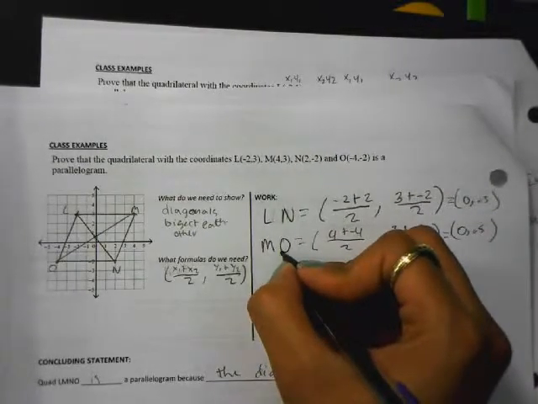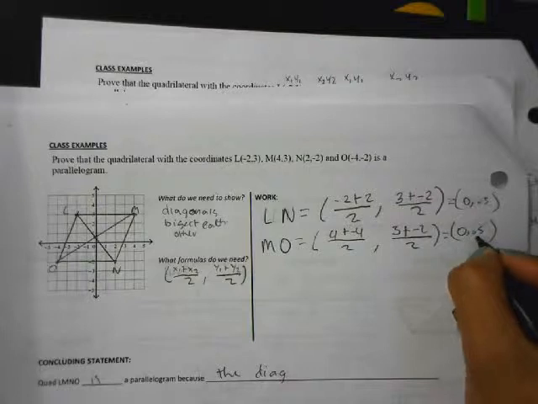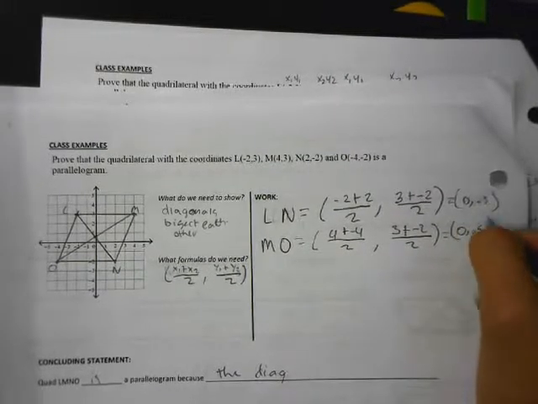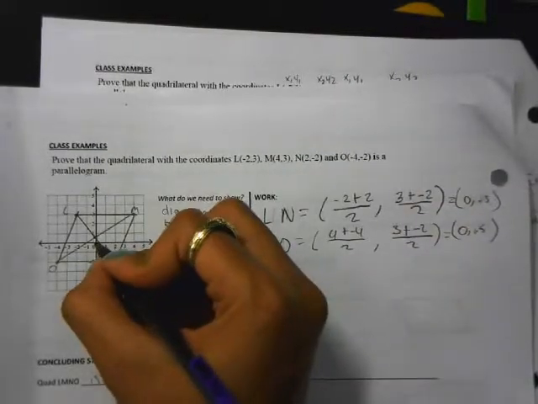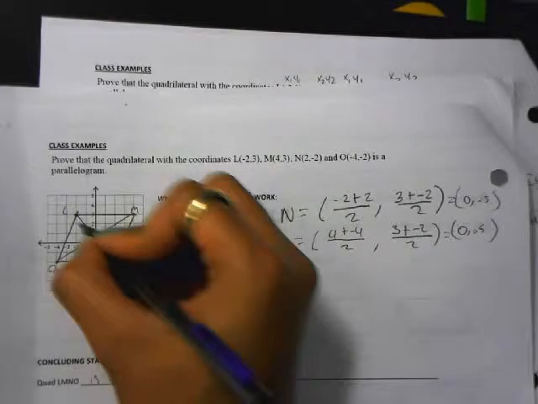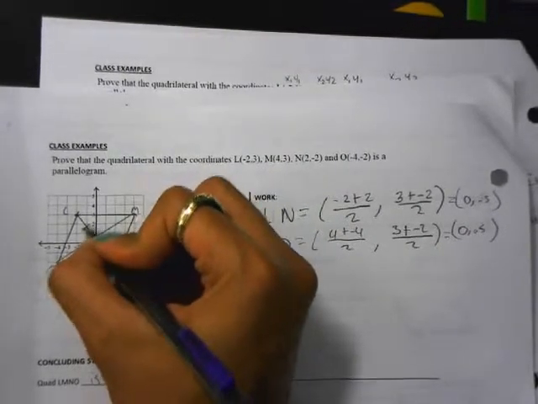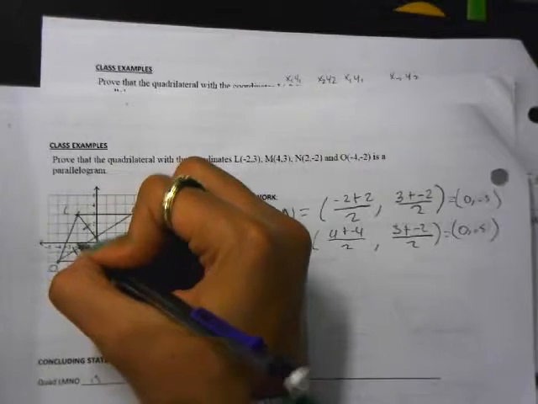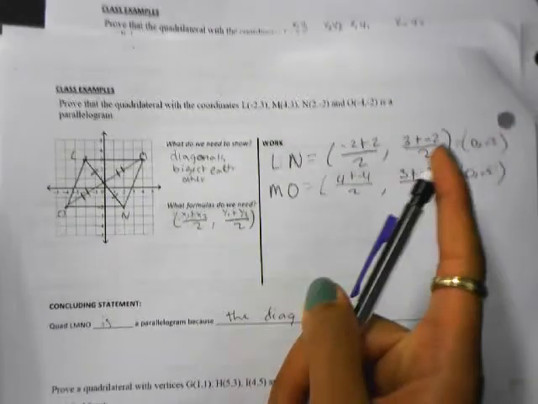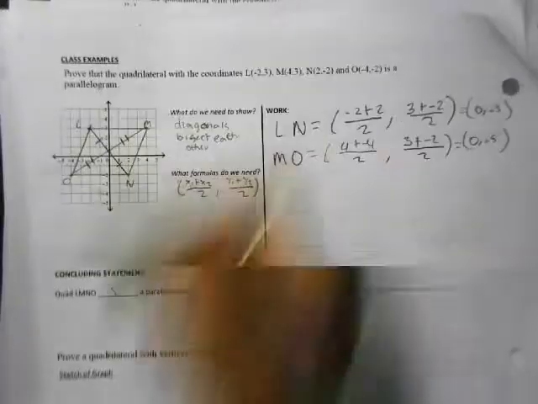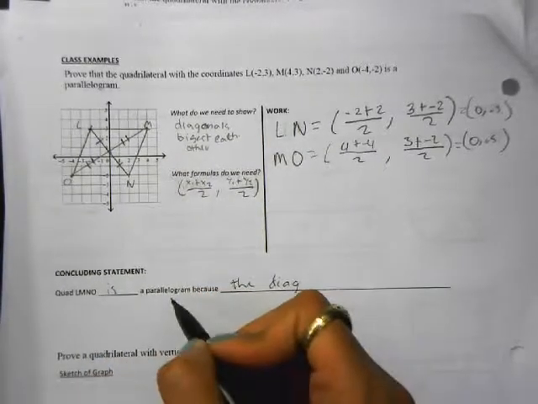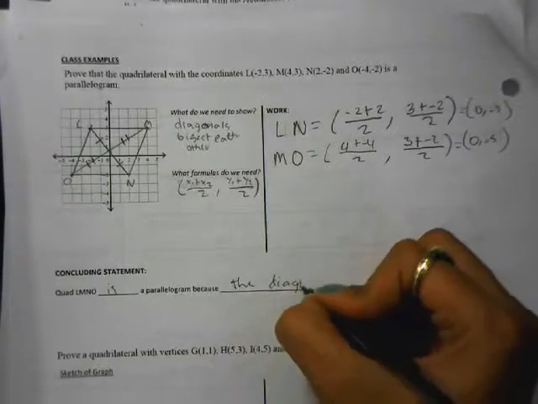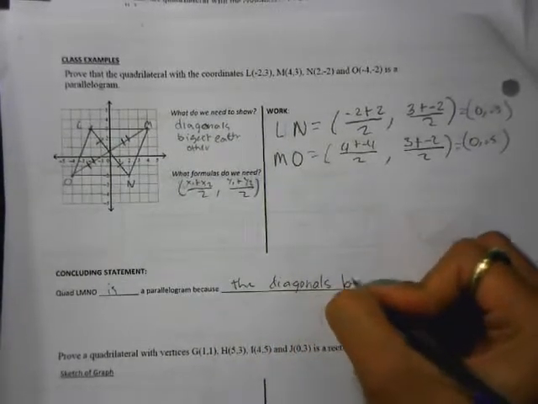So I'm going to finish this statement up for you. Quadrilateral LMNO is a parallelogram because the diagonals bisect each other. And then over here we did the statement, so I'm going to write down that the midpoint of LN is equal to the midpoint of MO.